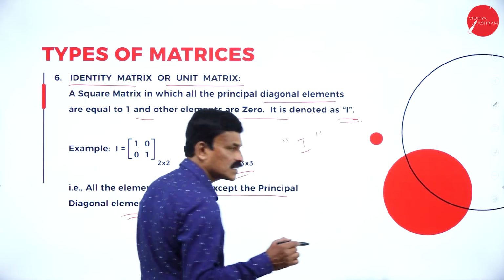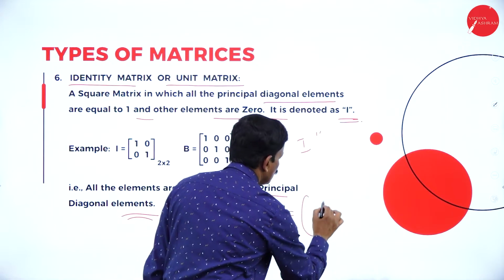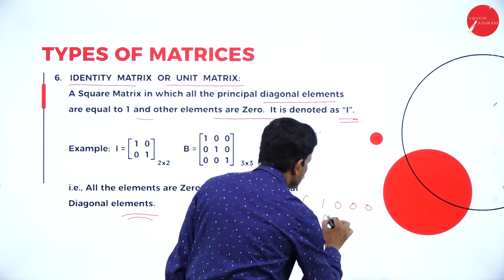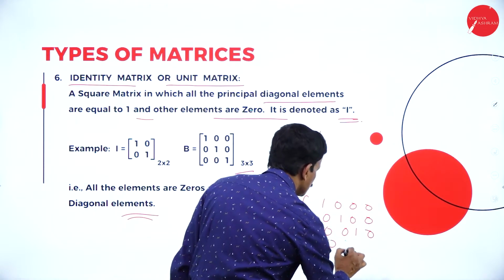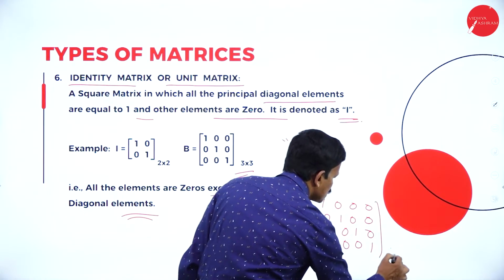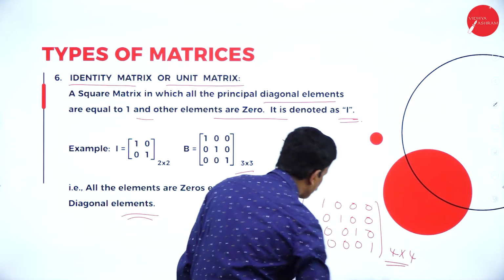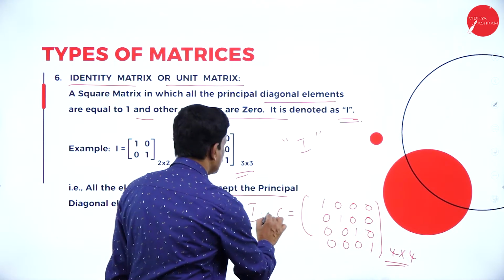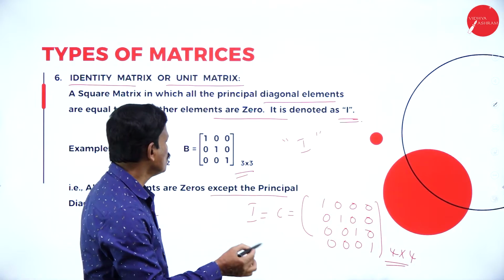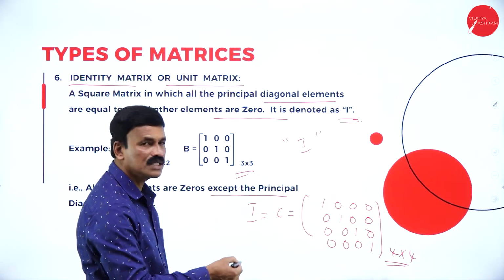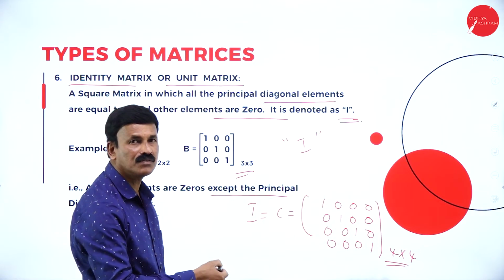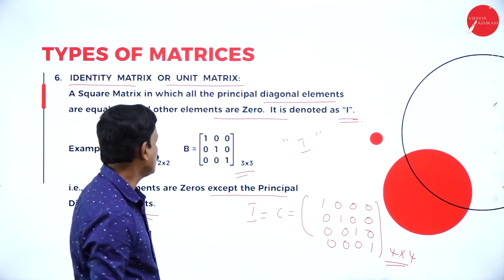Let us take one more example. C is equal to the 4 by 4 matrix with 1s on the diagonal and 0s elsewhere. This is also an identity matrix of order 4 rows and 4 columns, and it is denoted as I. I is an example for an identity matrix of order 4 rows and 4 columns.